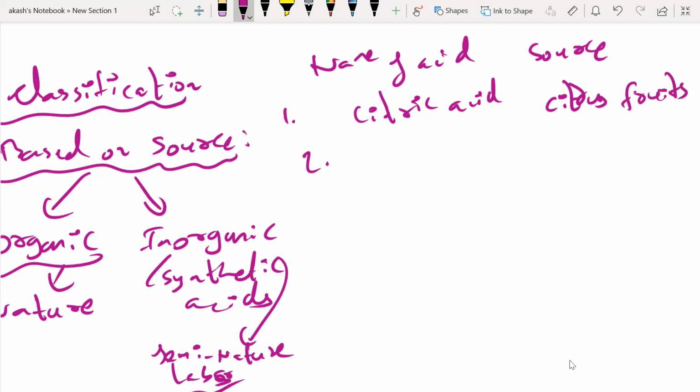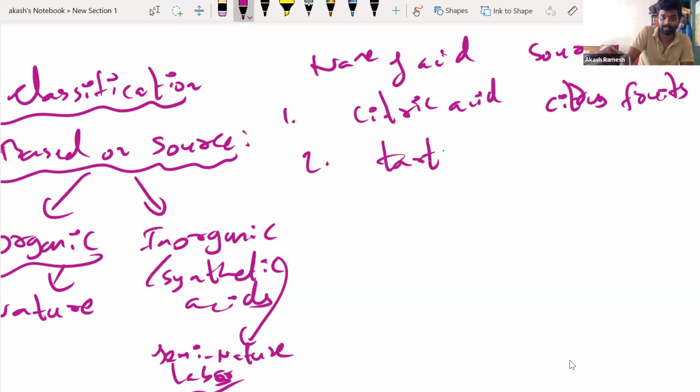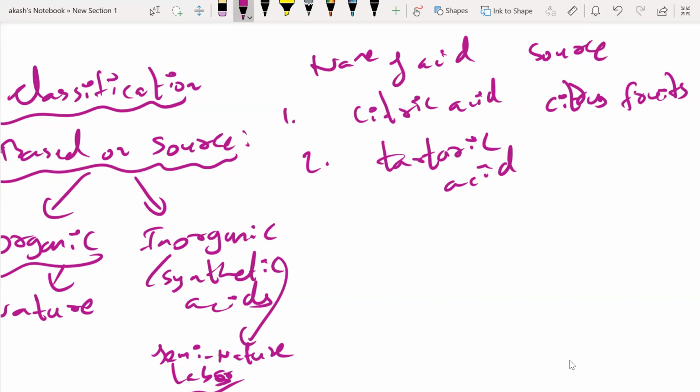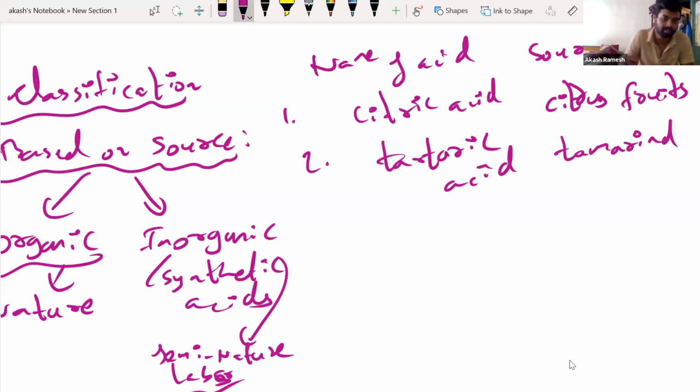Next, tartaric acid. What is the source of tartaric acid? Tamarind, yes. Tamarind is puli, guys, in Tamil, like we use for making rasam and all. Anyways, next, third one.